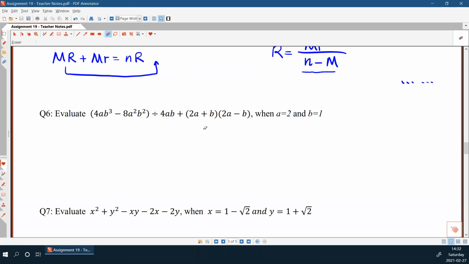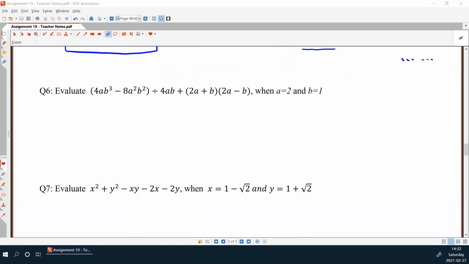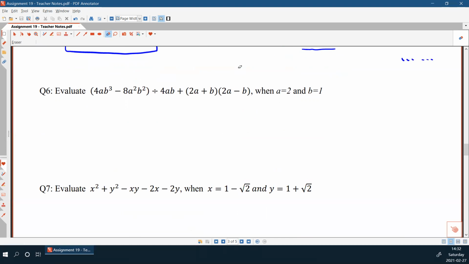All right, let's see the next one, question 6. Evaluate a very long expression when a is 2 and b is 1. I saw your solutions here. You just put a and b inside the expression, right? This seems very intuitive, but before you do that, it's better to simplify this expression first, okay?